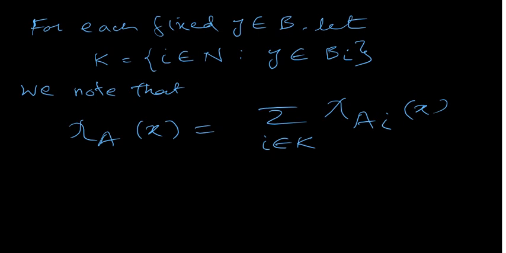If x is not in A, then (x, y) is not in A cross B. In that case, the summation will be equal to 0, because (x, y) is not in the union of the An cross Bn, and so it's not in particular in those K's. So that's trivial. You have to verify this equality. This is true for all x belonging to X.